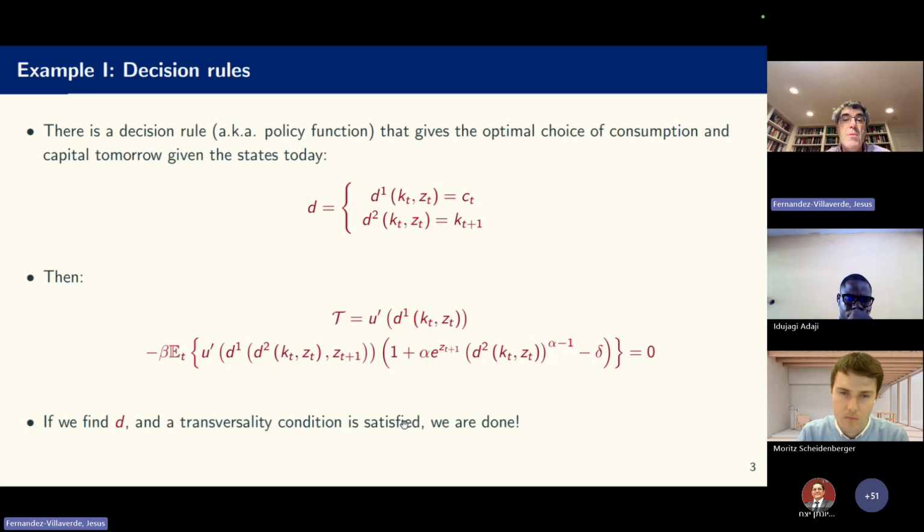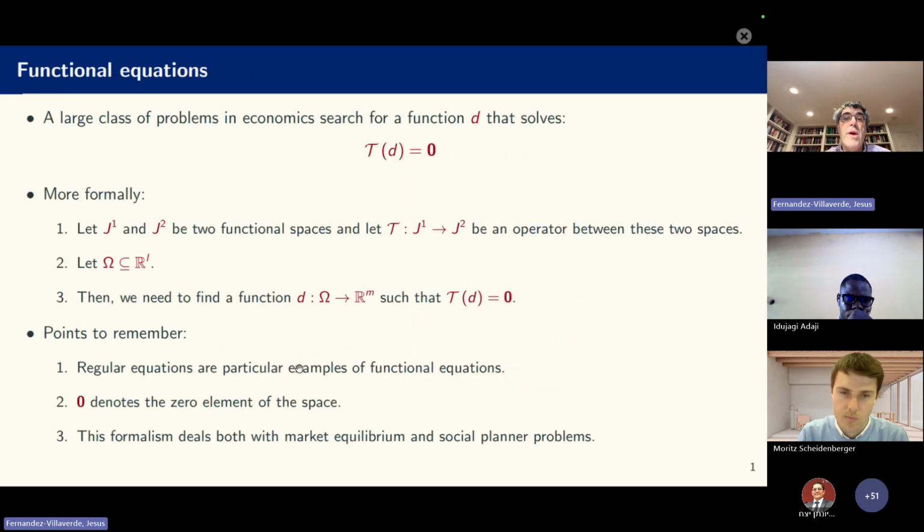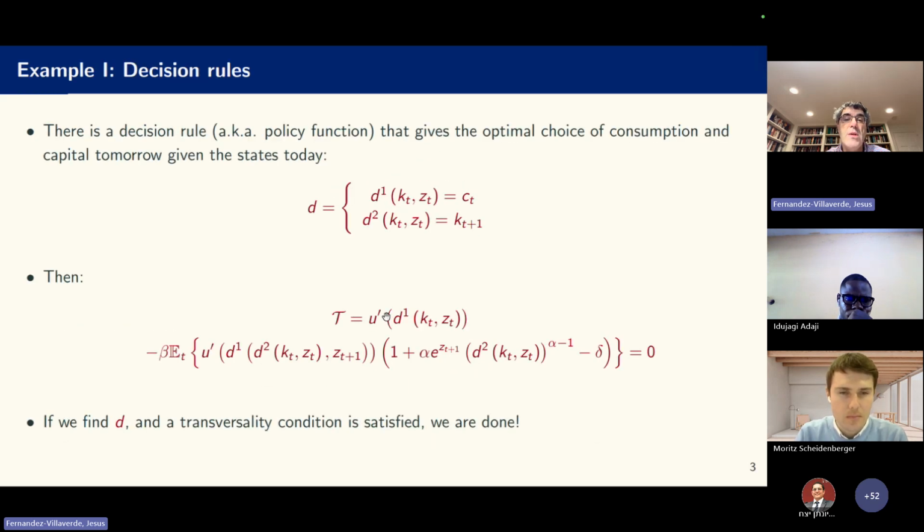So remember what I was mentioning before. We are looking for a function d that, plugged into an operator, gives you a 0. That's exactly what you do when you take the first order condition, an Euler equation, you plug in the decision rule, and you get a 0.